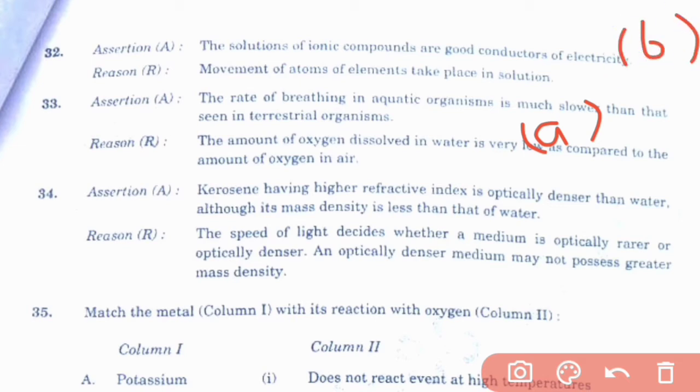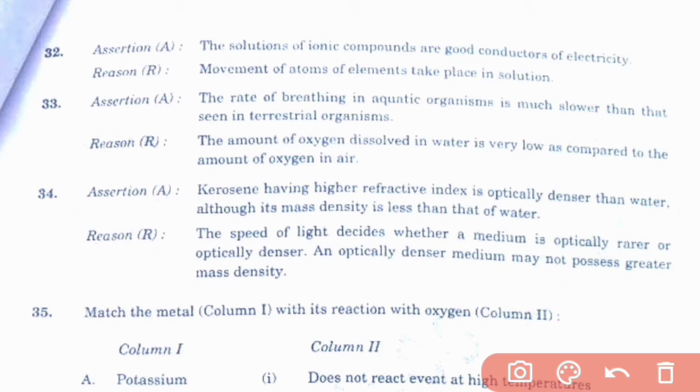Next question we have, that is question number 34. Assertion: kerosene having higher refractive index is optically denser than water, although its mass density is less than that of water. Reason: the speed of light decides whether a medium is optically rarer or optically denser, and optically denser medium may not possess greater mass density. So the correct option is option number A, which means both assertion and reason are true.